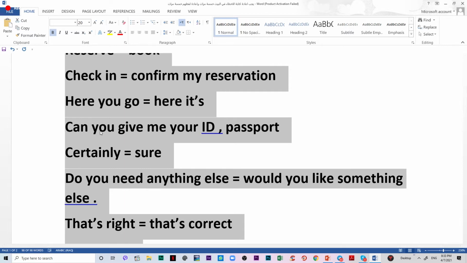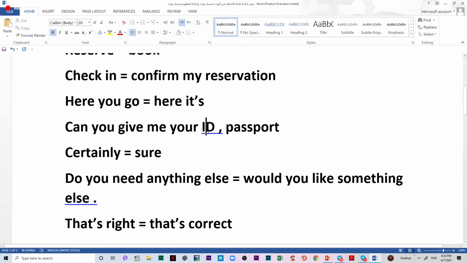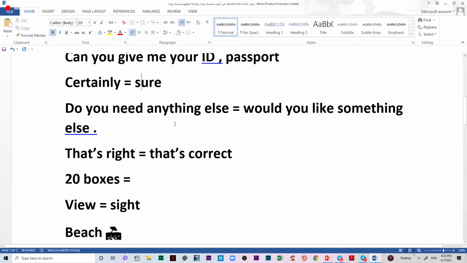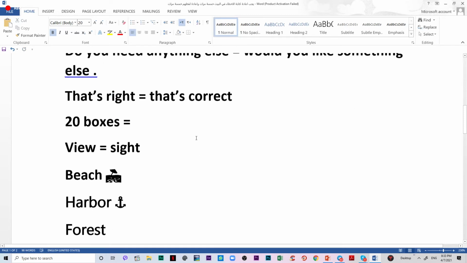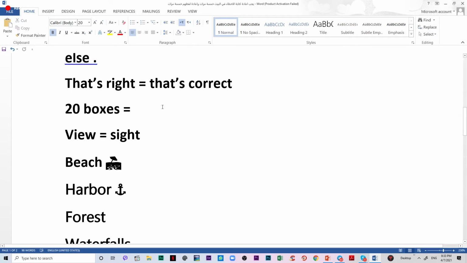Here you go. Here it is. Here we go. We also have the words, "Can you give me your ID?" ID means هويتك. Your passport, جوازك. Certainly, its synonym is sure. "Do you need anything else?" هل تحتاج أي شيء آخر, its synonym is "would you like something else?" That's right. That is correct.